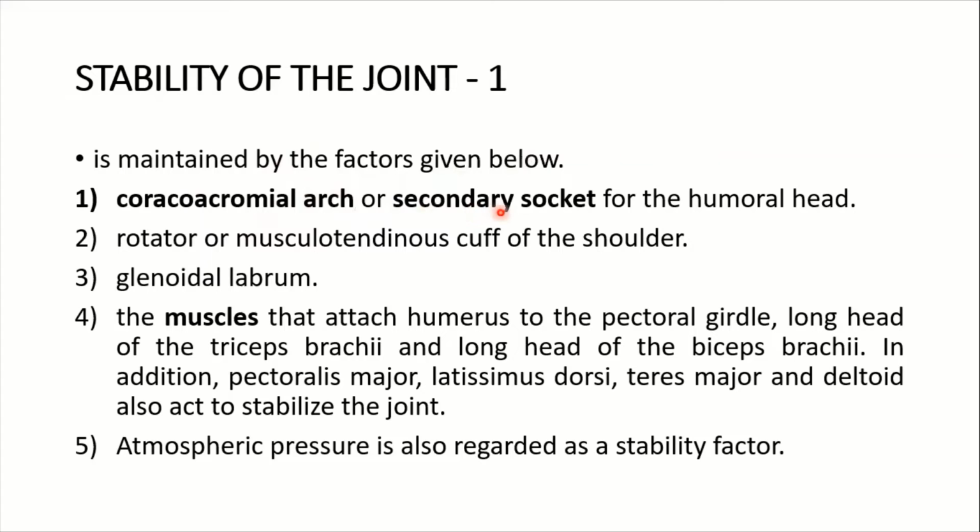Number one, the coraco-acromial arch, a secondary socket for the humeral head, all shown to you already. Number two, the rotator musculotendinous cuff of the shoulder. Number three, the glenoid labrum. And number four, the muscles that attach the humerus to the pectoral girdle: the long head of the triceps brachii and the long head of the biceps brachii. In addition, pectoralis major, latissimus dorsi, teres major, and deltoid also act to stabilize the joint. Atmospheric pressure is also regarded as a stability factor.